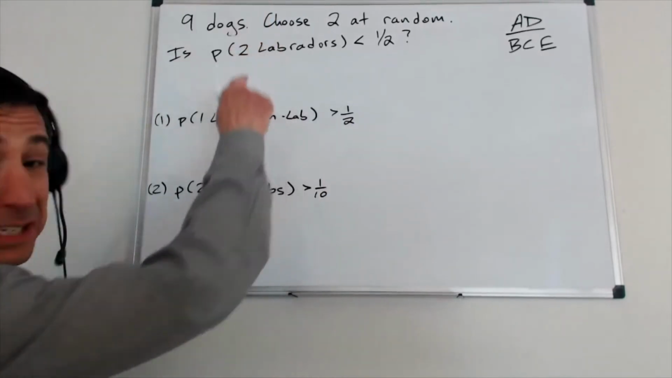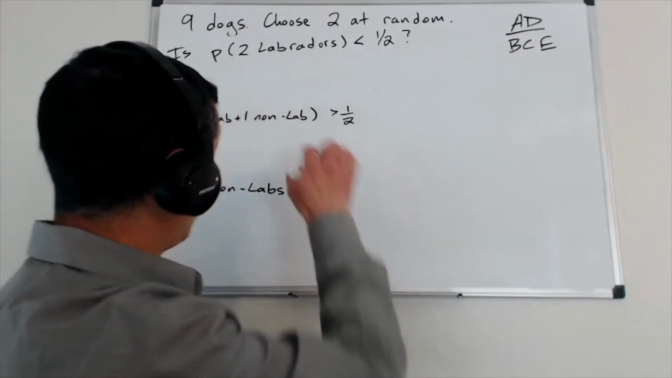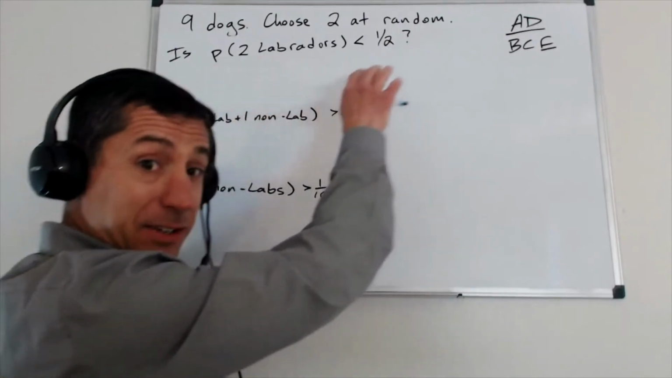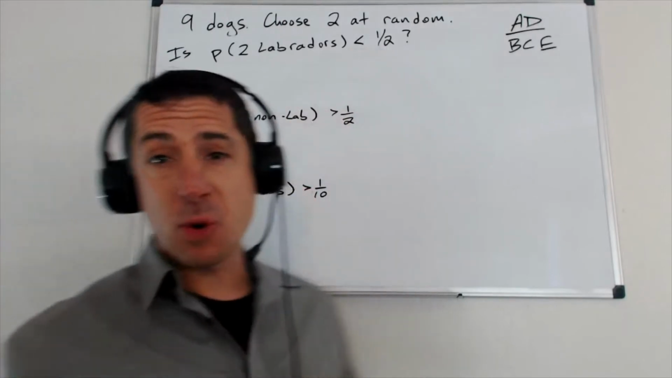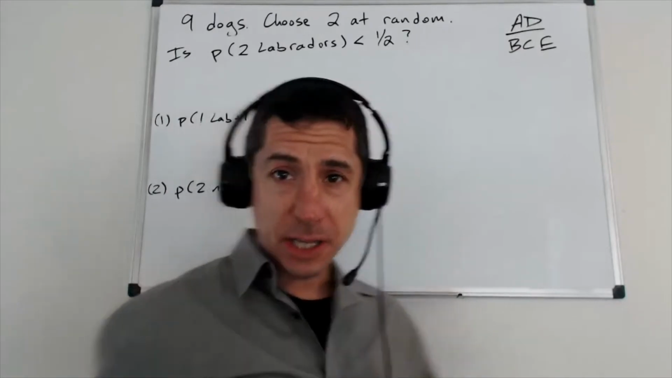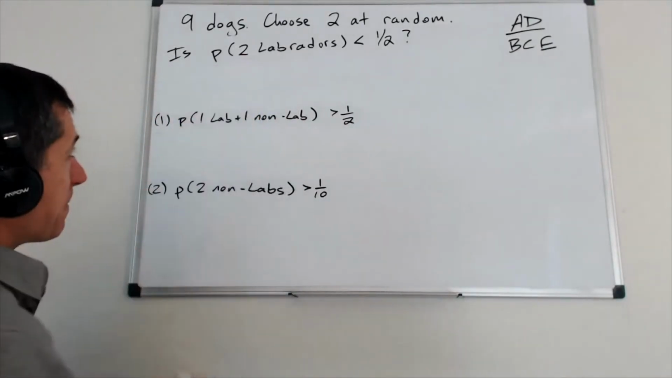All right, we got 9 dogs at the animal shelter. We're going to choose 2 at random. We want to know whether the probability of getting 2 Labradors is less than a half. Now, as always on data sufficiency, the more I can do to rephrase that question in logically equivalent ways, the better off I'm going to be. So let's try that here and see where I can take it.